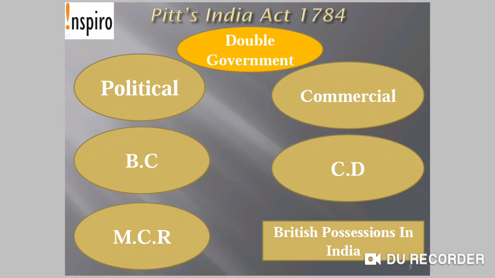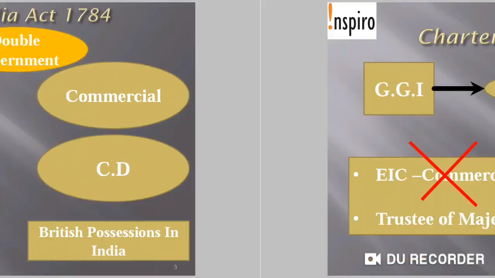Another important point of the Pitt India Act 1784: the possessions under the East India Company are now onwards called British possessions in India.